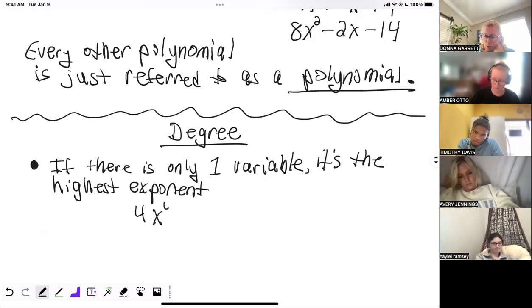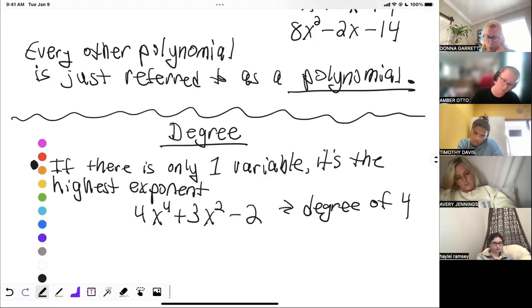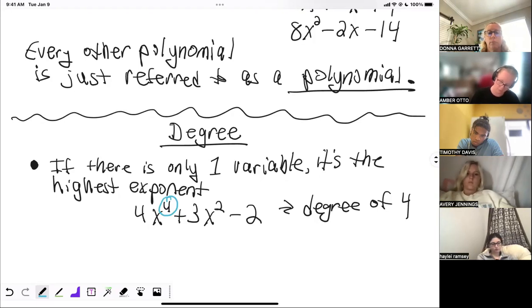Four x to the fourth plus 3x squared minus 2. This would be degree of 4. The highest exponent is 4. I have it in standard form. My degree is 4. It's the highest exponent. Now that's if you have one variable. It gets a little more complicated when you have more than one.